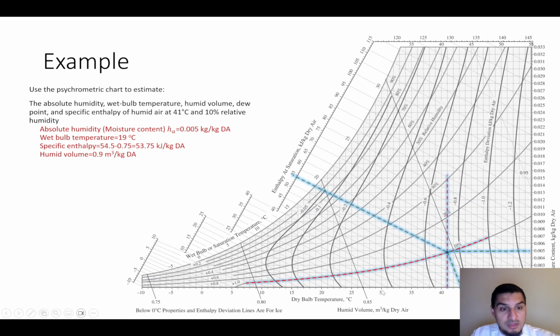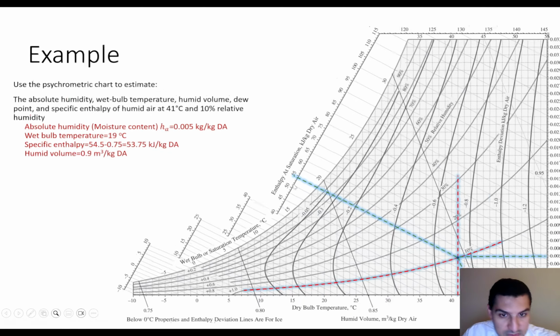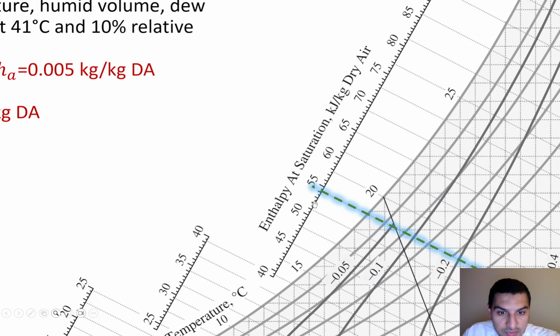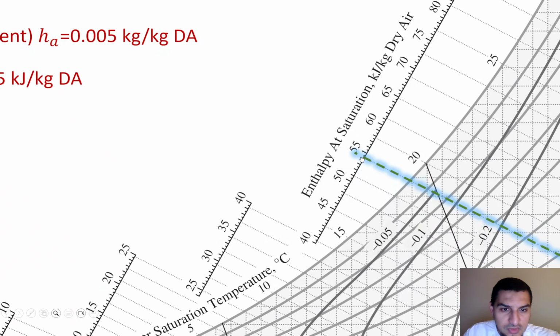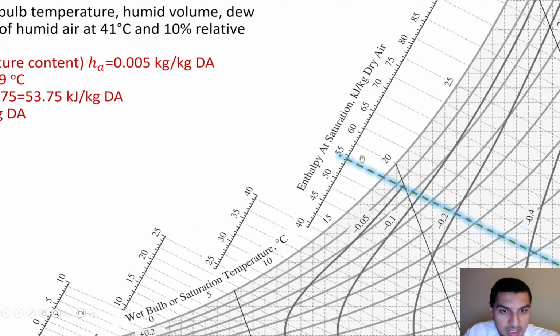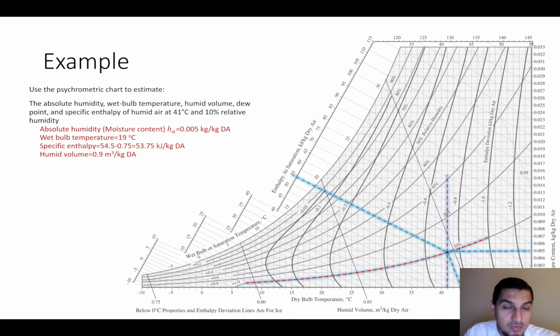for the specific enthalpy, the enthalpy is read from the same line here. So if you see the enthalpy, this is 51. Let's zoom in. This is 51, 52, 53. So it's 54 kilojoules per kilogram dry air, but this is for the air saturated with water.